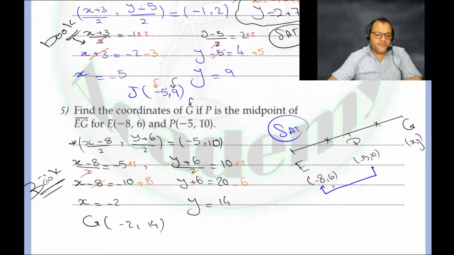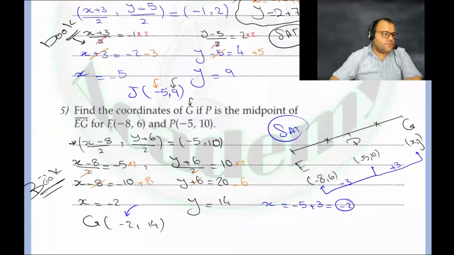From -5 to -8, do you add or subtract? You subtract the 3, which means to the other side you will add 3. It means to find the value of x, from -5 I will add 3 to get -2.